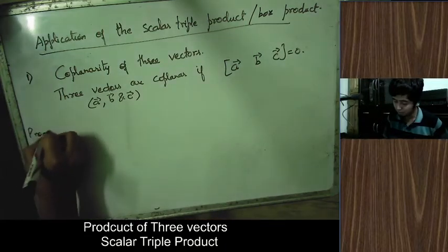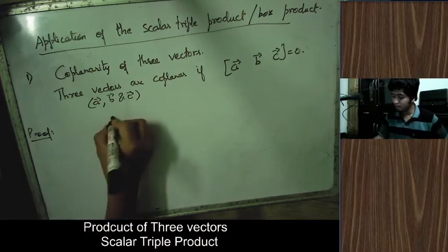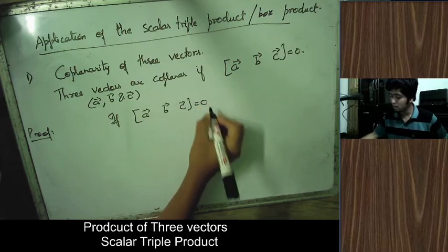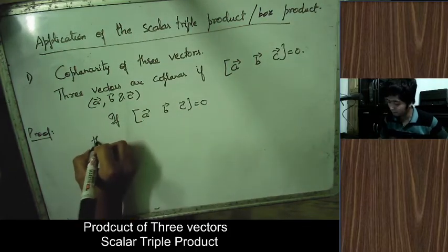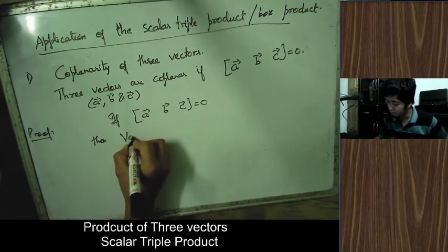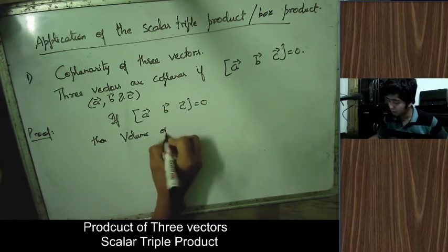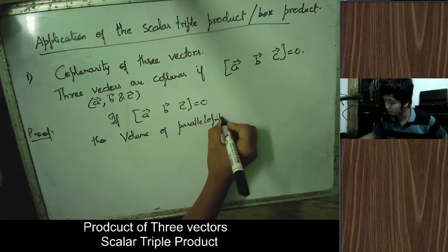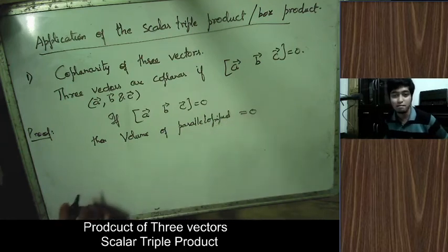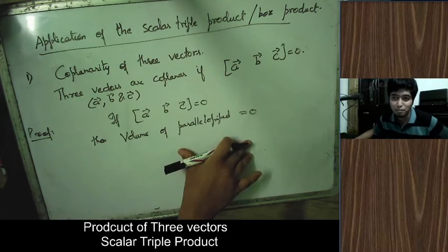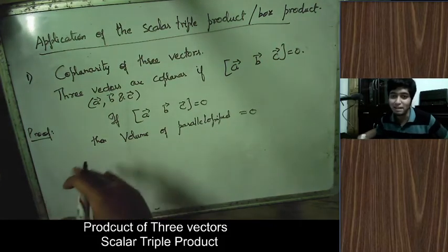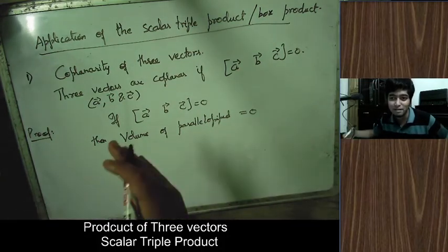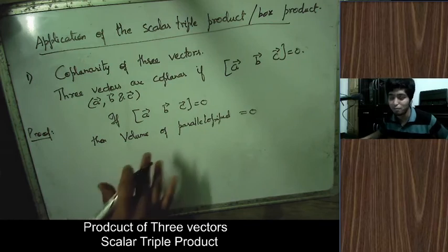As a proof, if A·B×C is 0, then the volume of the parallelepiped is equal to 0. If the volume of the parallelepiped is equal to 0, it means that we cannot form a box. We cannot form the parallelepiped with the three vectors. So that is why they must be coplanar.